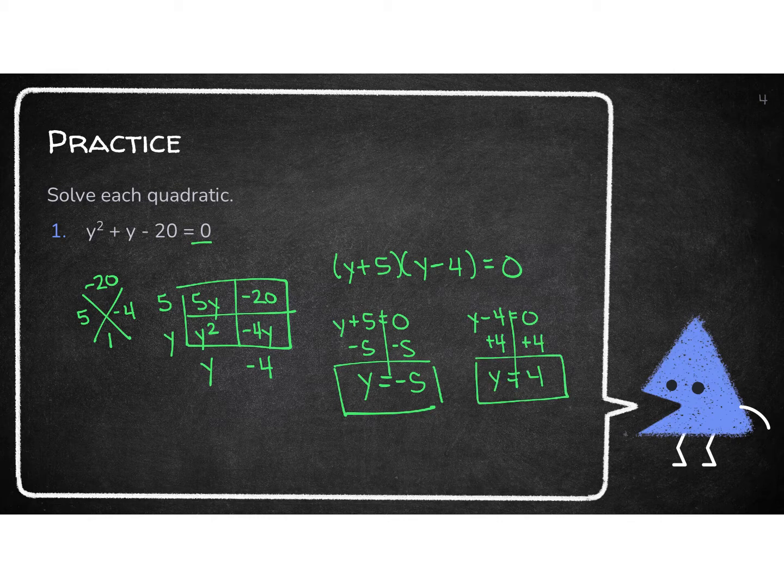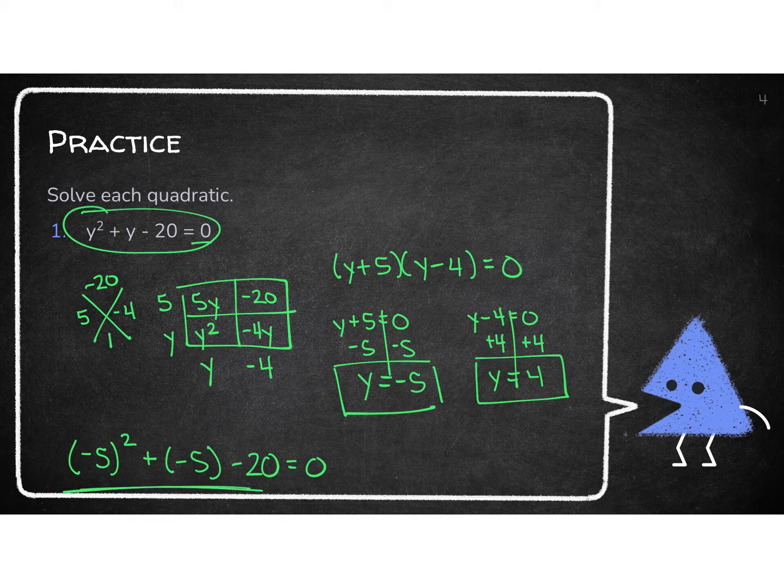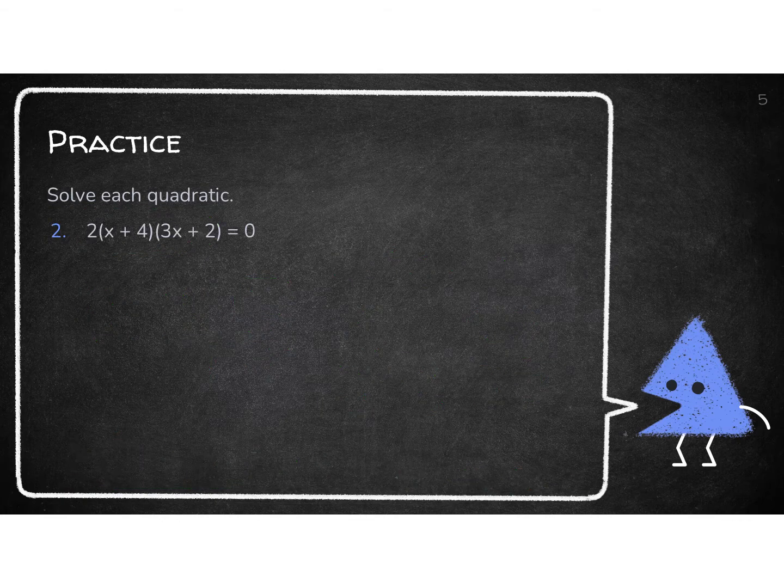If I went and checked, if I plugged negative 5 back in up here, so negative 5 squared plus negative 5 minus 20, if I plugged this straight into my calculator exactly like you see it, you should get it equal to 0. And the same thing with that 4. If I were to plug that 4 in, I would get 4 squared plus 4 minus 20, and that should get me equal to 0.